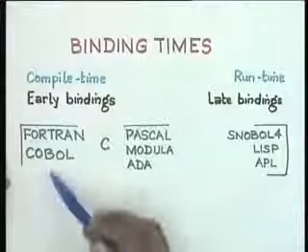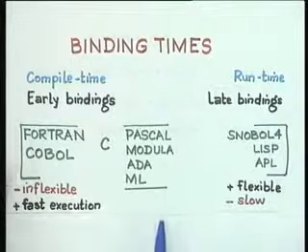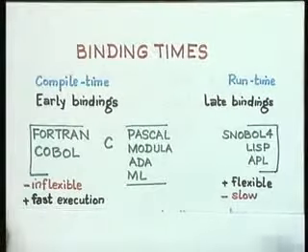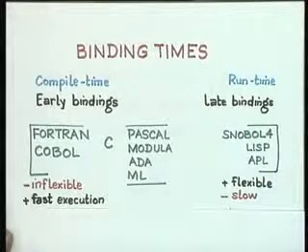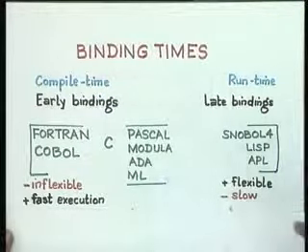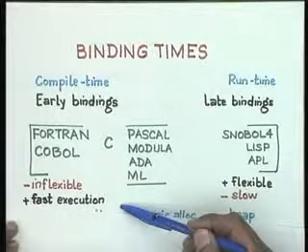Fortran has this property, and as a result Fortran programs are very, very fast, because the overhead of memory allocation and changing bindings is not there. But they are also quite inflexible in various ways. You can't have dynamic arrays, and you can't have dynamically created data structures. So at the cost of flexibility, you have very fast executions.